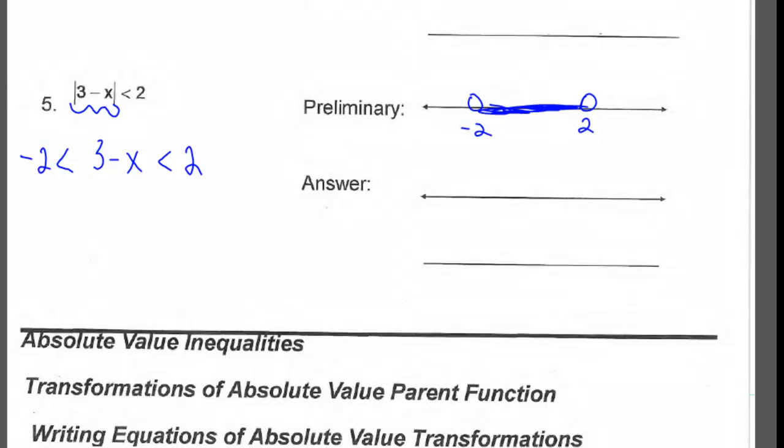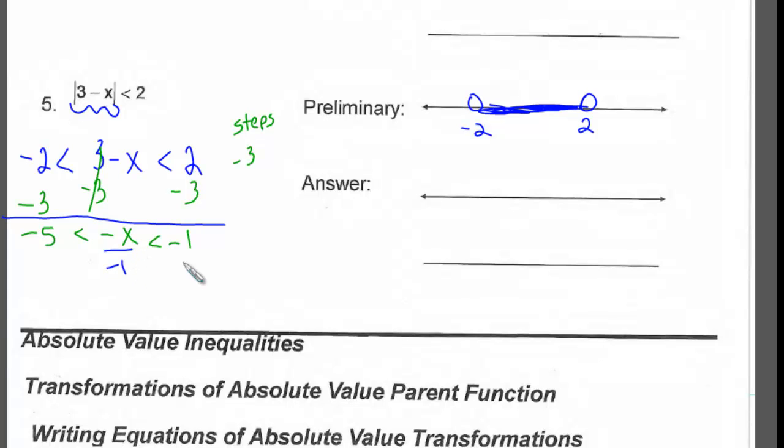Now let's solve. When I isolate x and get it by itself, I'll subtract 3 from all 3 pieces. Divide by negative 1 on all 3 pieces. And because we're dividing by negative 1, the inequality symbol flips. So we have 5 is greater than x is greater than 1.